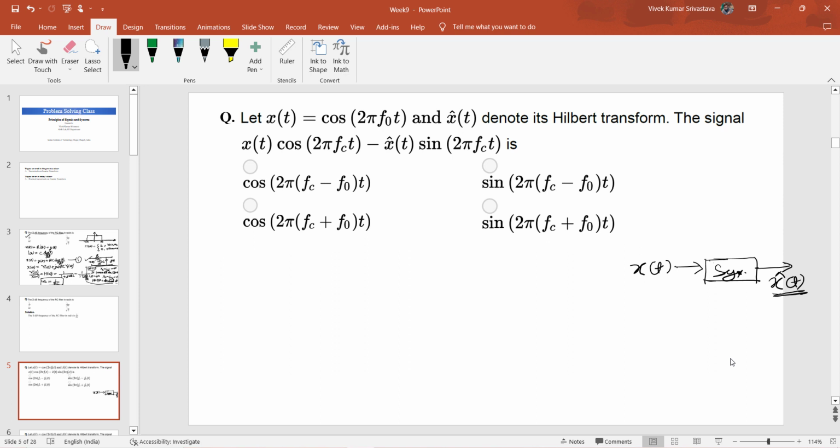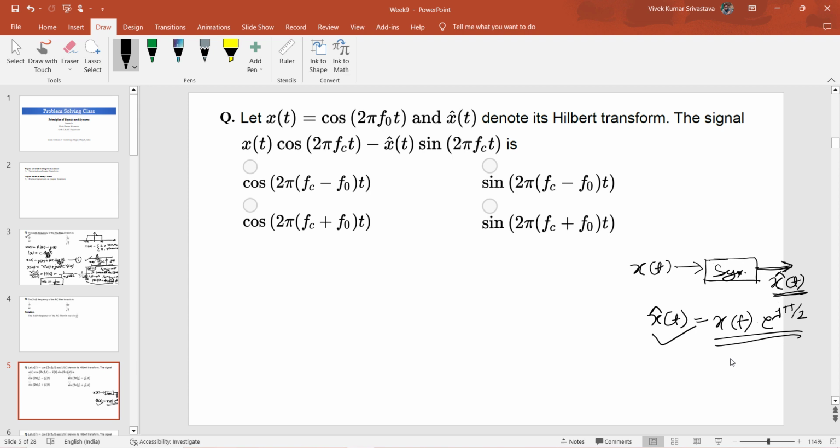Okay, so let us suppose this signal is applied to this system. Whatever output you obtain at the output of this system, that is x prime t, is nothing but the input shifted by a phase of pi by 2. Okay, so basically here all the components of x(t) are shifted by a phase angle of pi by 2. So this is basically a Hilbert transform.